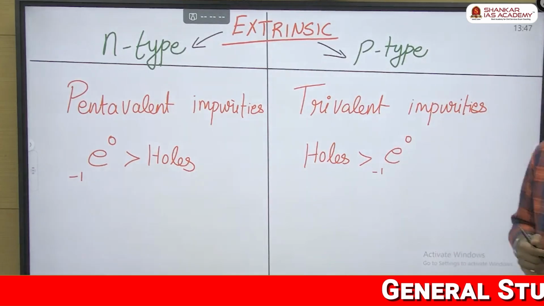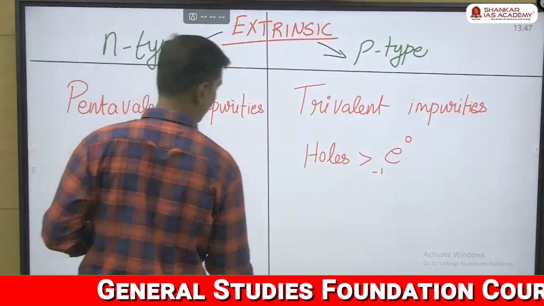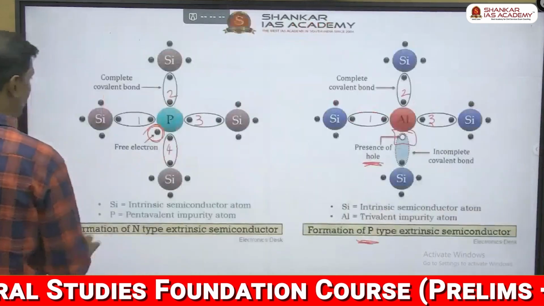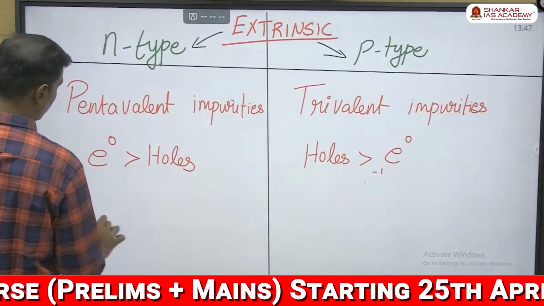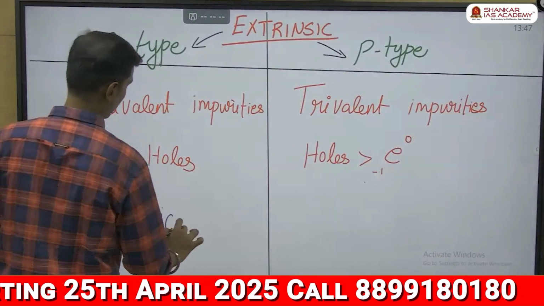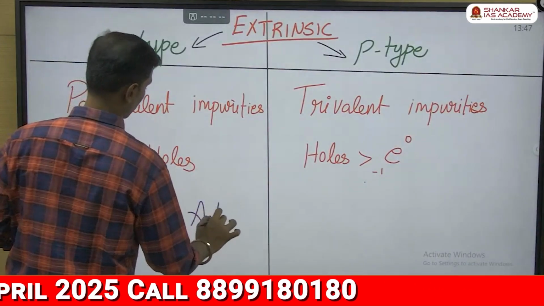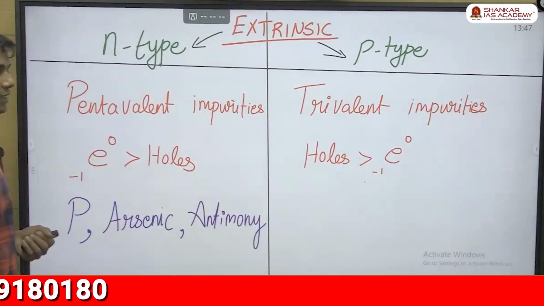Noted this. Yeah, we can add one more here. We're going to talk about the pentavalent impurities. What are the commonly used pentavalent impurities here? You can write phosphorus, arsenic, antimony. These are examples for N-type.